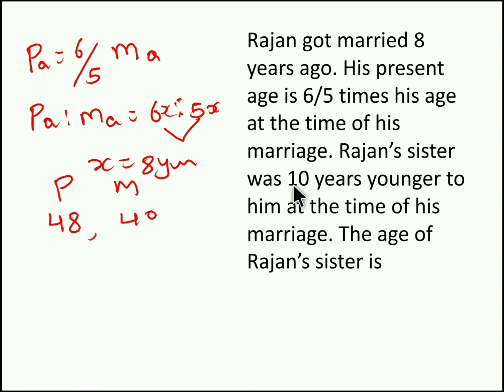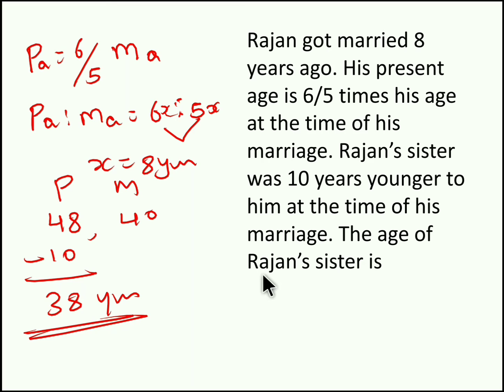Now Rajan's sister was 10 years younger to him at the time of marriage. So if she is 10 years younger to him at the time of marriage, now also she will be 10 years younger, right? So here you have to subtract 10 from 48, because the present age of Rajan is 48. So when you subtract 10, you will get the sister's age. So 38 years is nothing but the age of Rajan's sister. If they ask for Rajan's sister's age at the time of marriage, you have to subtract 10 from 40 and you get 30 years. But right now the answer for the particular question is 38 years. Hope you understood the concept, right?